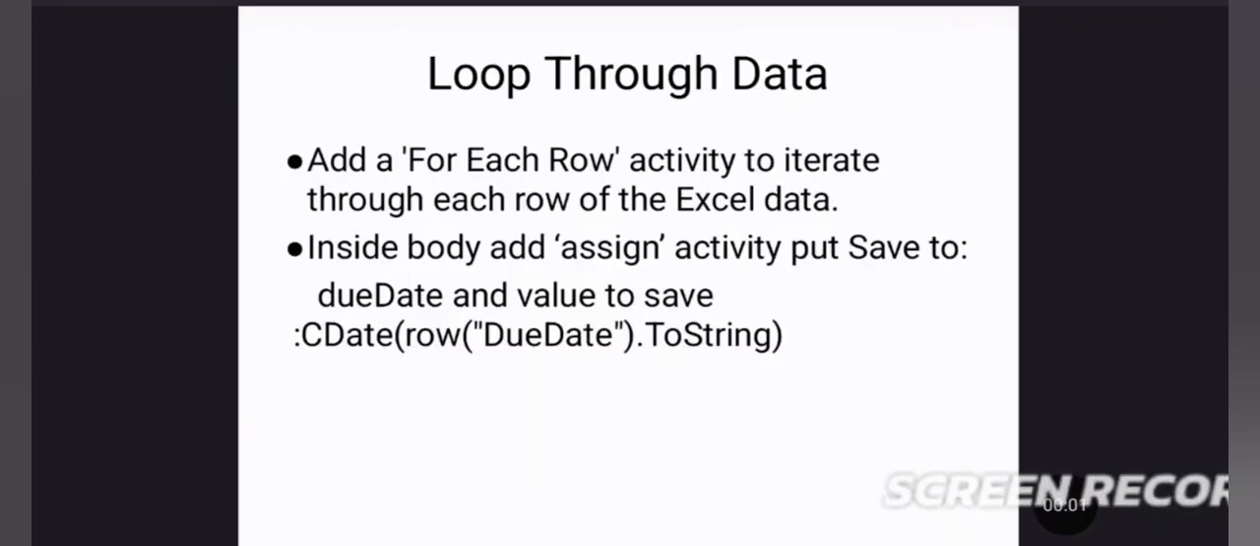Then we add a for each row activity to loop through each row of the Excel data. Inside the loop, we create an assign activity to convert the due date column into a datetime variable using the expression given in the slide.